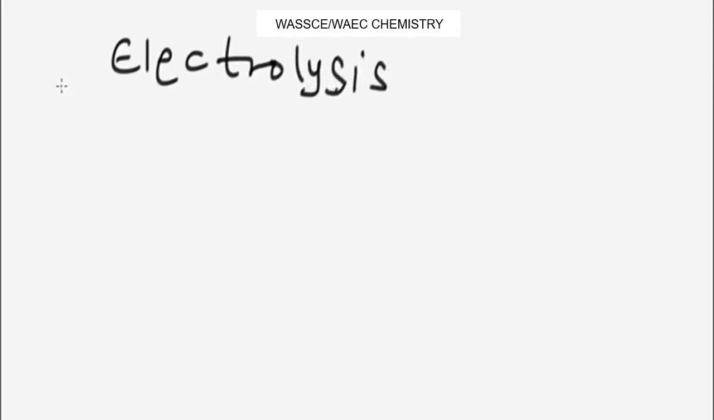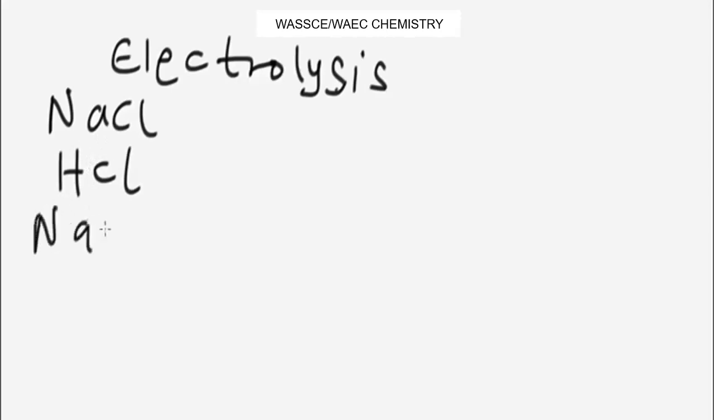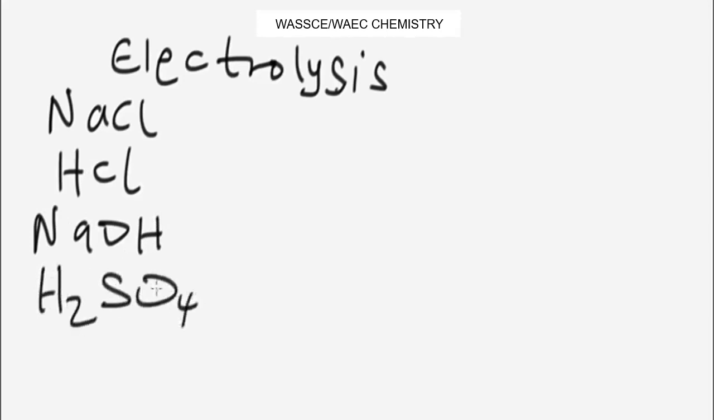Note that electrolysis uses an electrical current to cause a reaction. During electrolysis, an electric current is passed through an electrolyte. An electrolyte is simply a molten or a dissolved ionic compound. So it could be sodium chloride, it could be hydrochloric acid. Any molten or dissolved ionic compound can be considered as an electrolyte. It can also be sodium hydroxide, sulfuric acid, and the rest of them.